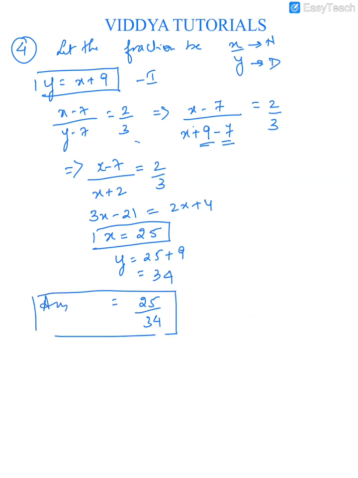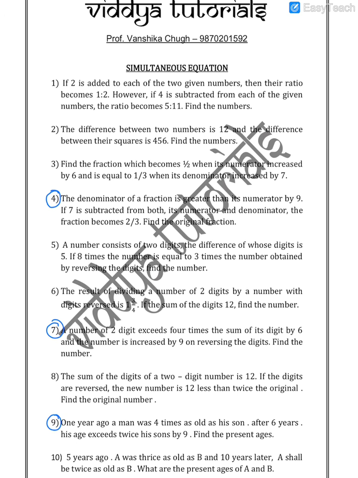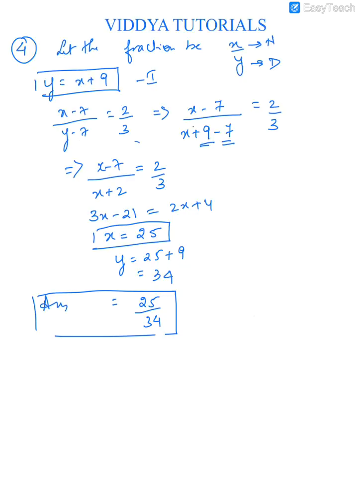The next sum that I will be doing is on a number sum. A number of 2 digits exceeds 4 times the sum of its digits by 6, and the number is increased by 9 on reversing the digits. So when I do the number sum, I ask you all to read it carefully when it is talking about the digit and when it is talking about the number. So let's understand the framing of it.